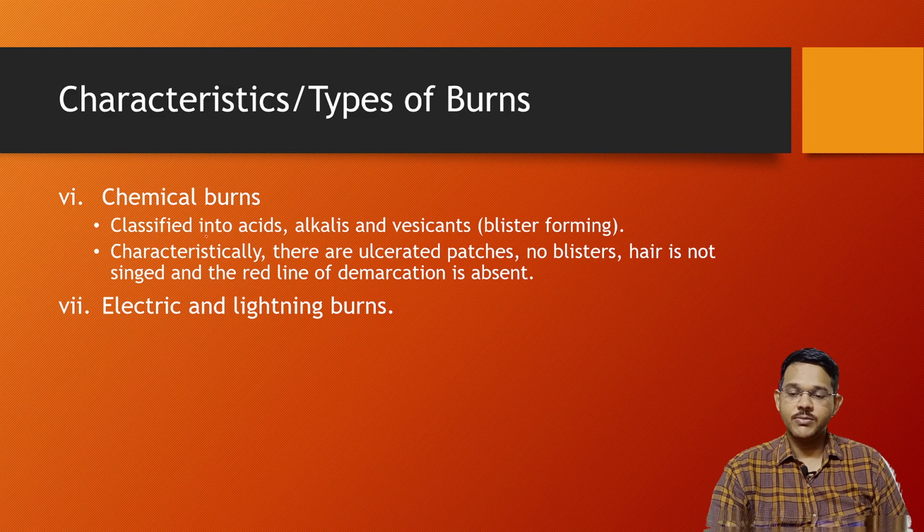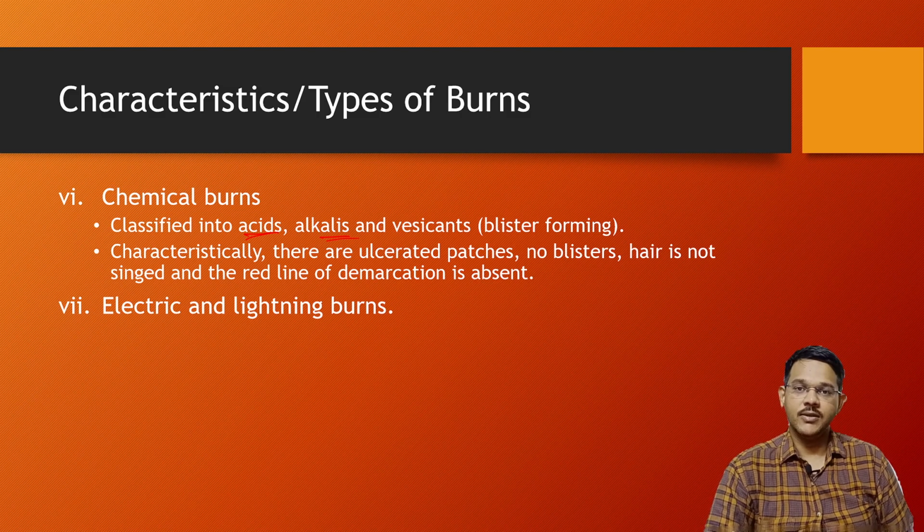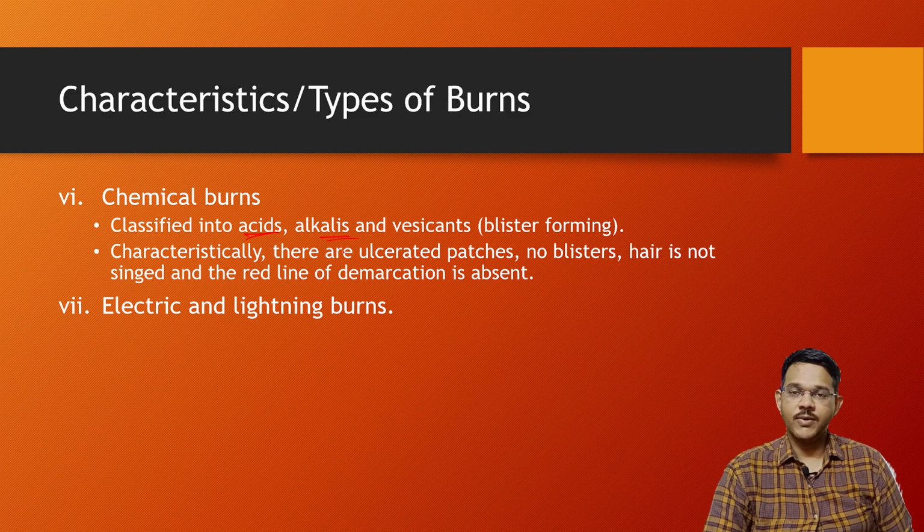Chemical burns are caused by chemicals. They may be divided into acid burns, alkali burns, vesicants, or certain plants which can cause irritation on the skin and may look like burns. Vesicants cause blister formation. These are mainly chemicals which cause damage to the body similar to burns. Characteristically, there are ulcerated patches, there is no blister formation, hair is not singed, and the red line of demarcation of the skin is absent around the burns. Because of strong acids and alkalis like HCl, the skin gets ulcerated and part of the skin gets sloughed off.